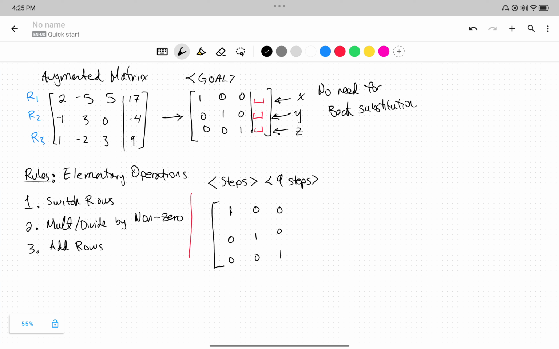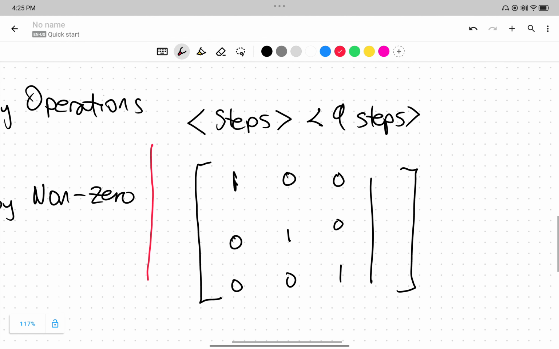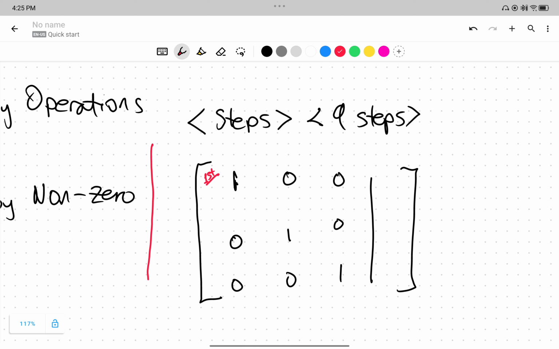Each one of these is going to be a step. All right, so let's say this is going to be the first step right here. Okay, so let's call this first. Then this is going to be second, third, fourth.